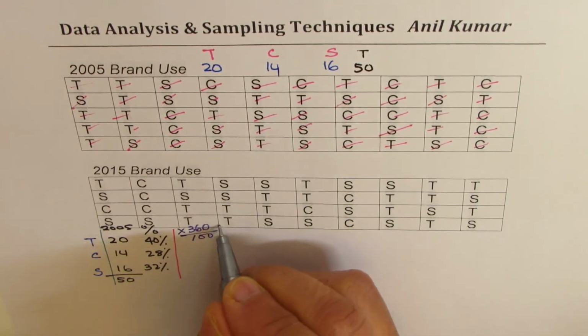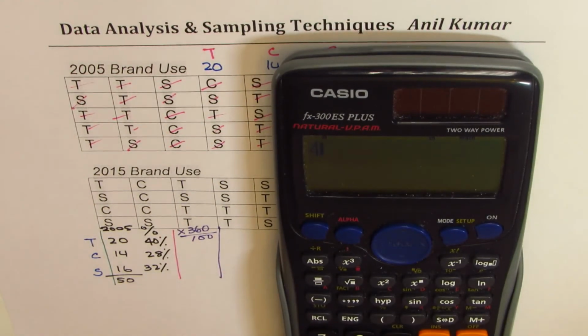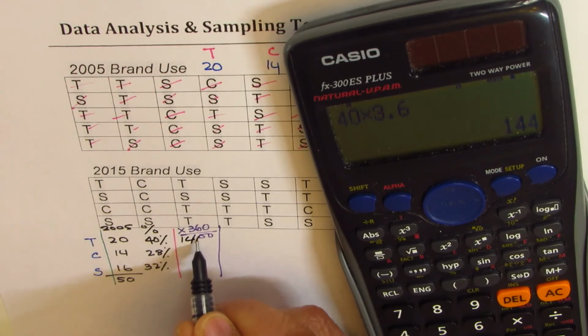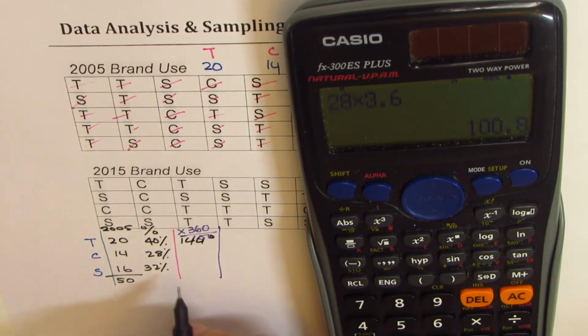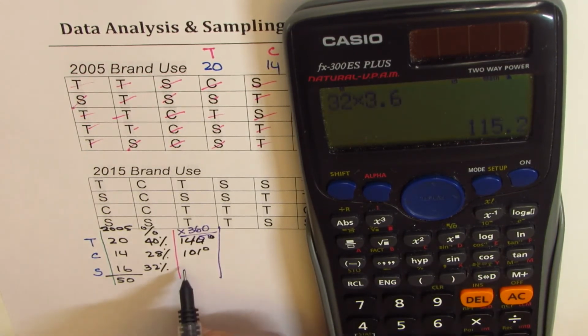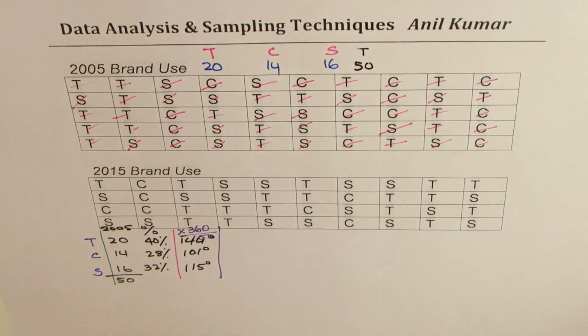So let's find the degree now. So let's find the degree in this table. So to find the degree, we'll do 40 times 3.6. So we get 144. So for the first category, it is 144 degrees, correct? When I say 28 times 3.6, we get in decimals 100.8 degrees. Let me call it 101 degrees. And 32 times 3.6 gives me in degrees 115 degrees, let us say, right? 115 degrees. So in all, that is 360 degrees.